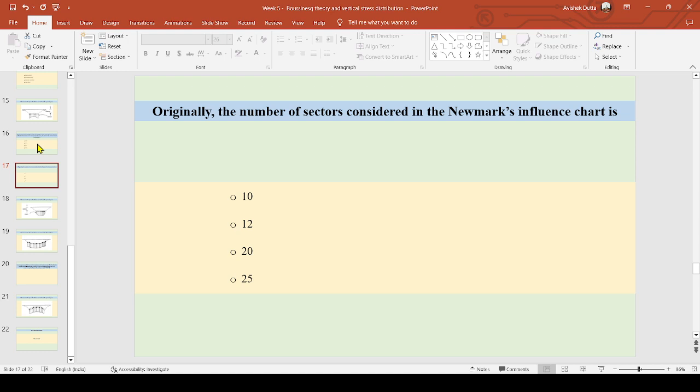Originally, the number of sectors considered in the Newmark's influence chart is number of sectors in each annular area. The options are 10, 12, 20 and 25. Okay. Next question.